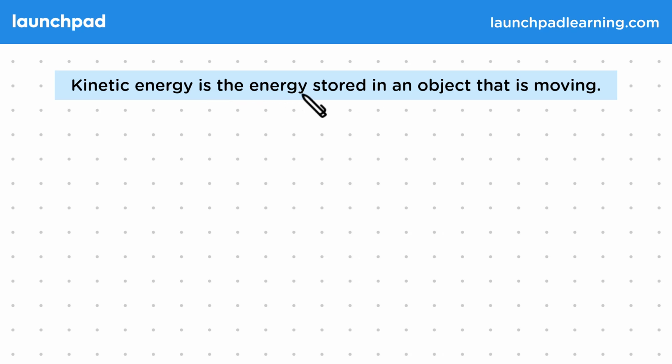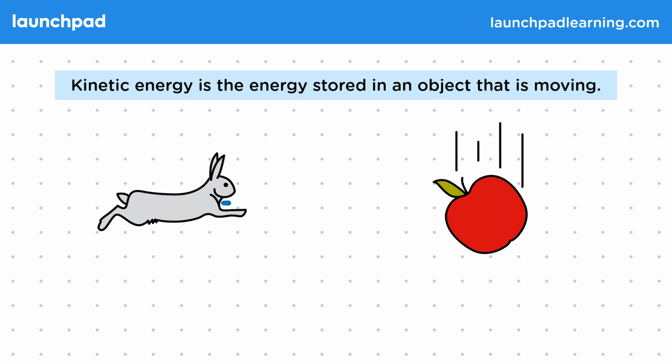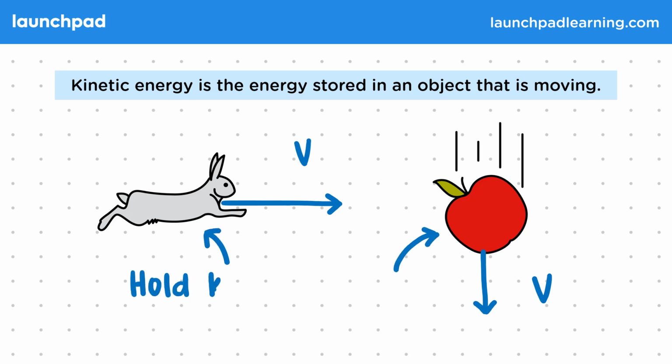Kinetic energy is the energy stored in an object that is moving. So here we have two examples of objects with velocity: a hare that is running and a falling apple. Both of these objects hold kinetic energy due to their movement, and they gain kinetic energy as work is done to transfer other stores of energy into kinetic energy.